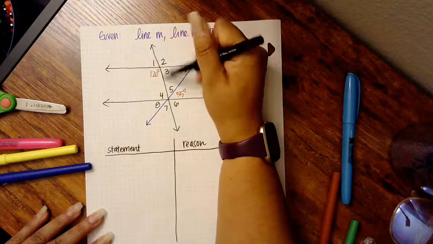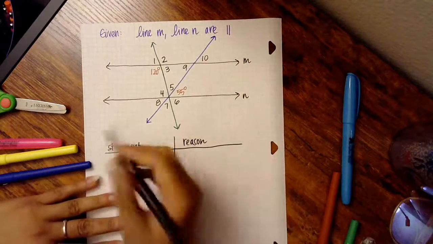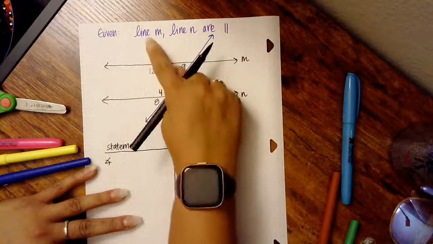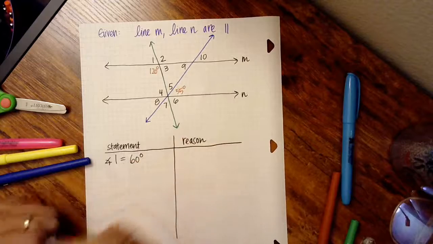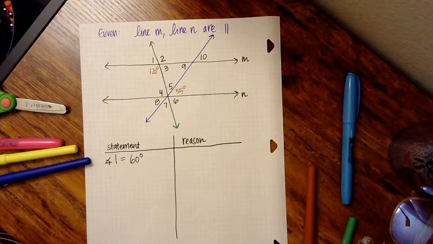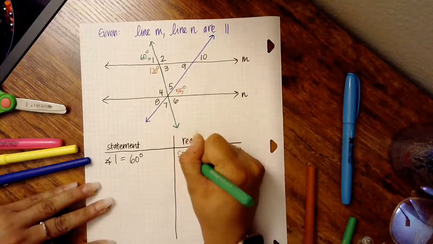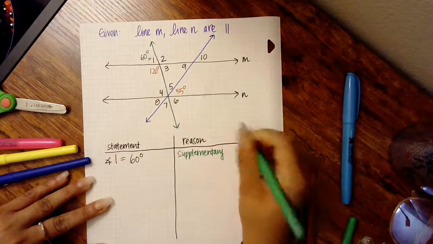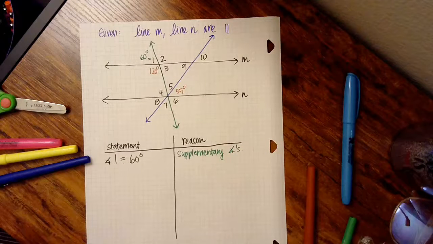And that straight line is going to be supplementary angles. So I know that if this angle is 120 and this angle here together make 180, I know that angle 1 is equal to 60 degrees. So we're going to mark that one as 60 degrees. And I'm going to call that supplementary angles because of supplementary angles with that given 120. Cool.